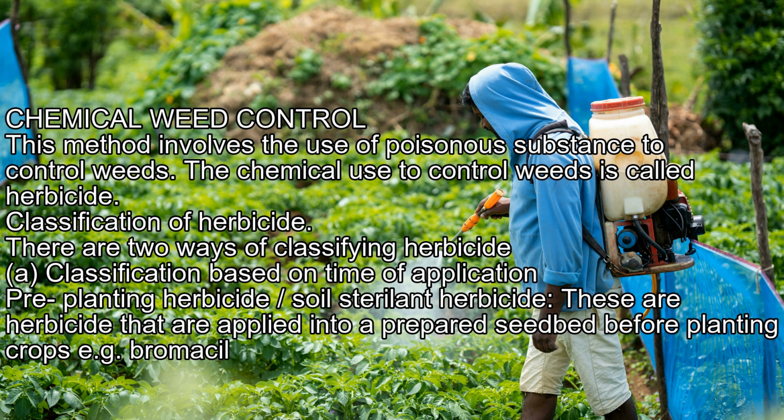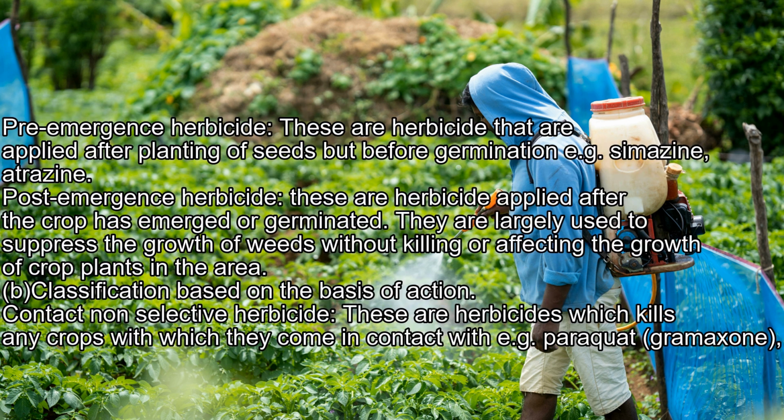A. Classification based on time of application. Pre-planting herbicide, or soil sterilant herbicide. These are herbicides that are applied onto a prepared seedbed before planting crops, e.g. bromacil. Pre-emergence herbicide. These are herbicides that are applied after planting of seeds but before germination, e.g. simazine, atrazine.